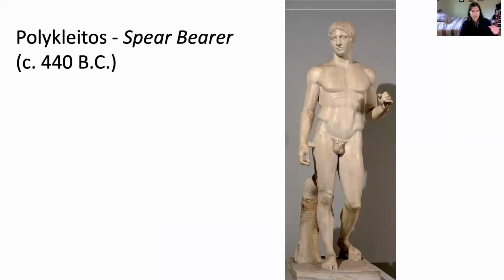So very quickly, Polykleitos, the Spear Bearer. Originally in his left hand, he would have been holding a spear. You can kind of tell that he would have been holding something there. I just want to mention 2 things about him because you've got 2 study guide terms that are both relevant to Polykleitos. The first is canon.